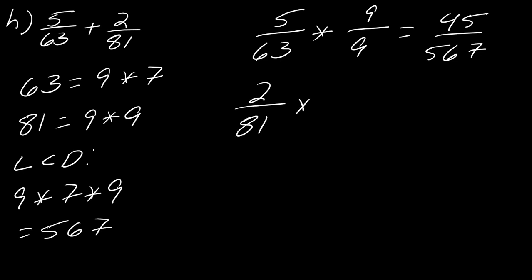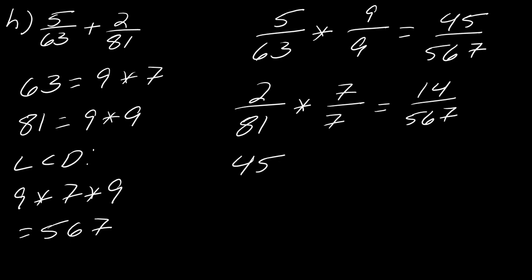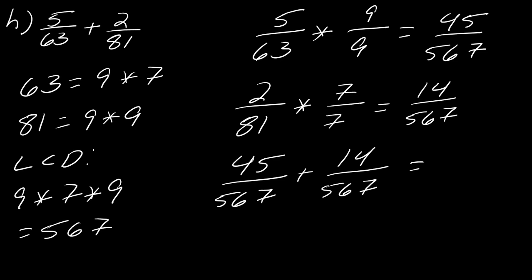And then 2 over 81. So 81 is 9 times 9. My LCD is 9 times 7 times 9. So I need to multiply the top and bottom by 7 so that I get 14 over 567. And so now I can add these together. So I've got 45 over 567 plus 14 over 567. So that is 59 over 567.